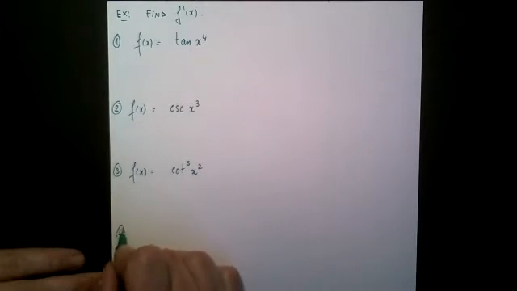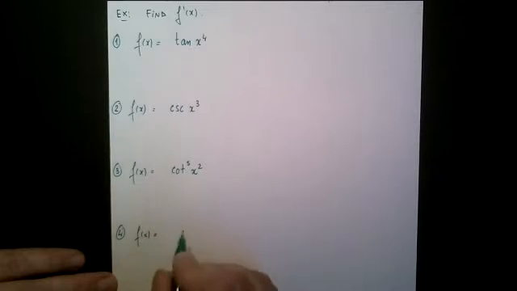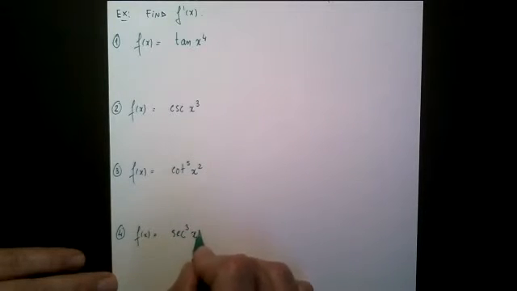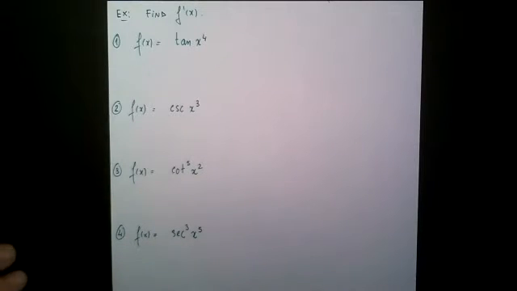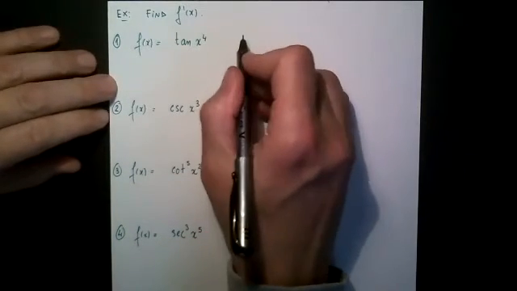And number 4, f of x is equal to secant cubed of x^5. Okay, so I'm going to do these 4, and then I'm going to ask you to do one on your own. So let's go. F prime.